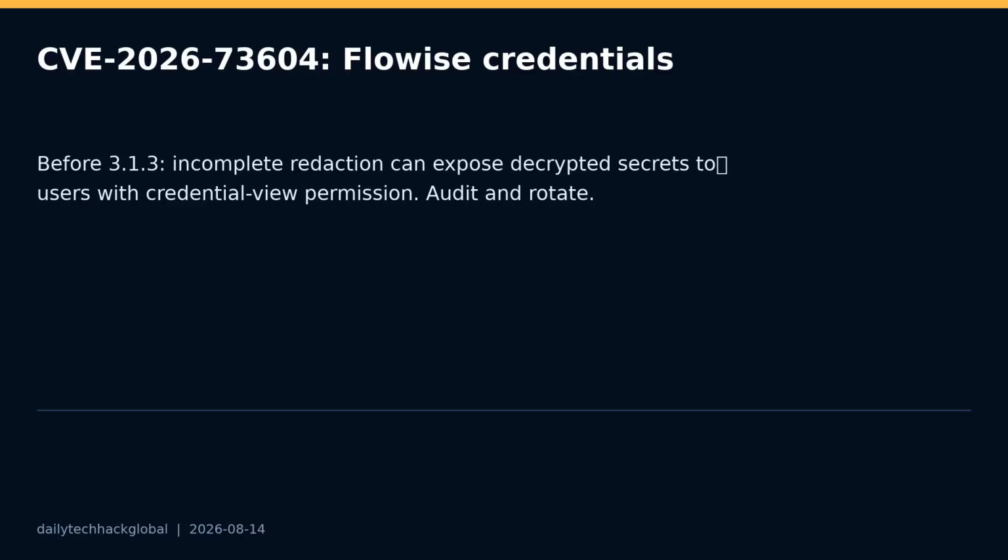Third, CVE-2026-73604 in Flowise before 3.1.3. This is an incomplete credential redaction issue where an API endpoint can return decrypted secrets in plaintext to authenticated users with credentials view permission. Even when code execution is not involved, credential exposure can become the incident.